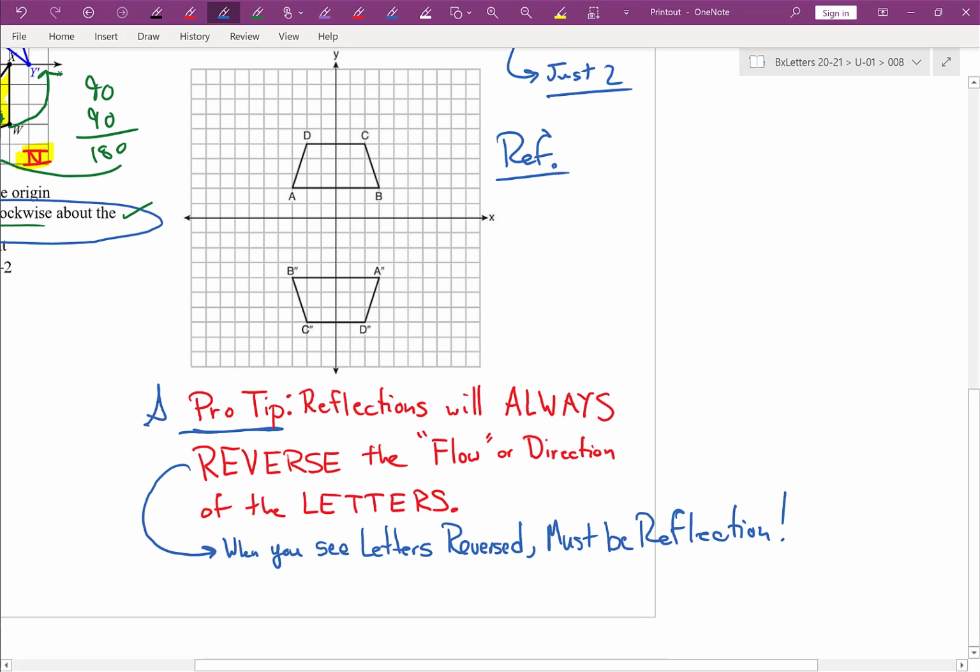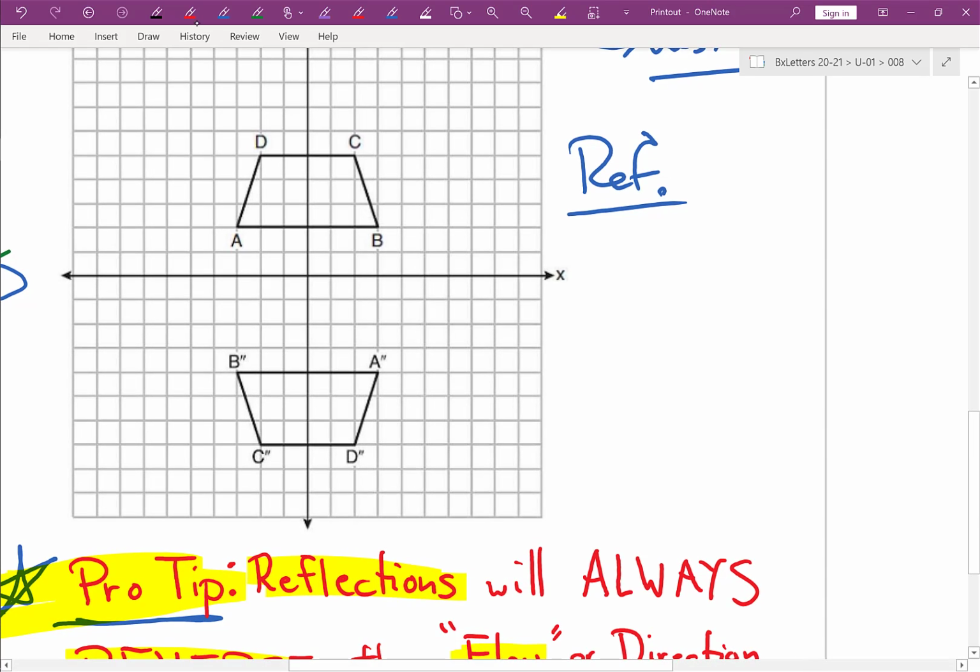And this is like the most important thing I'll say in this video, is my pro tip. Reflections will reverse the flow of the letters. Flow means like direction. So I can tell that the top is the original, and I can tell that the bottom is the image. And I can tell that because of this double prime notation. And when you see the double prime, that means 2 transformations happened.